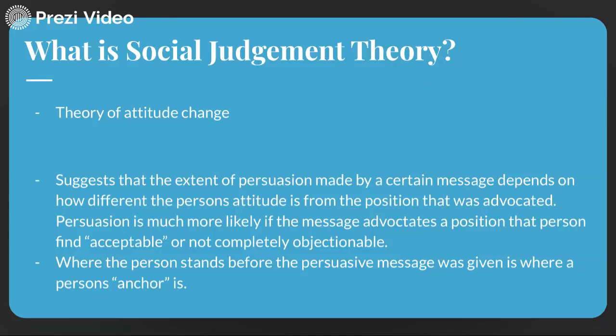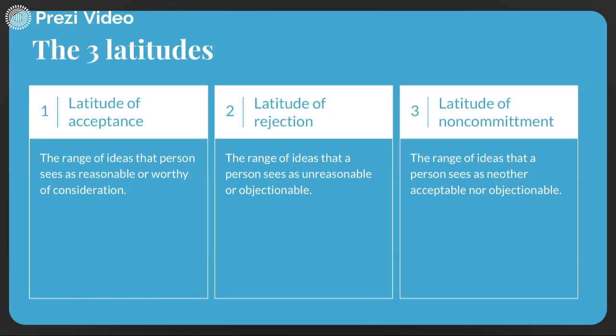Persuasion is much more likely to happen if the message advocates a position that the person finds acceptable or not completely objectionable. Where that person stands before that persuasive message was given is where that person's anchor is.